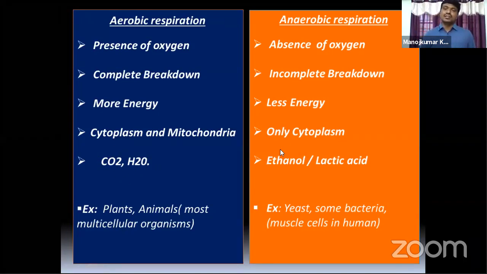And here, especially in plant cells, the product is ethanol, or in animal cells like muscle cells, the product is lactic acid. So this is how you can differentiate between aerobic respiration and anaerobic respiration.